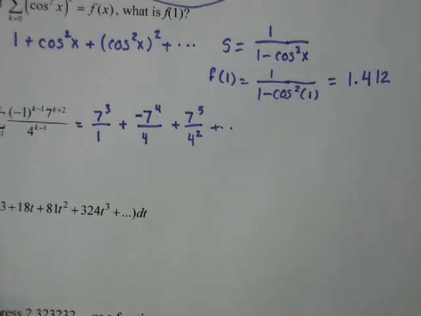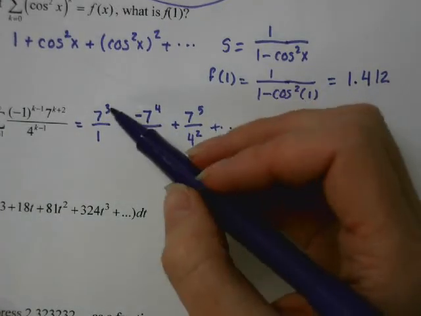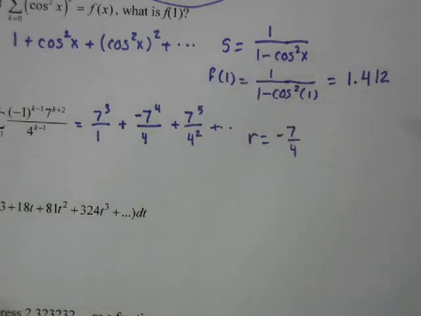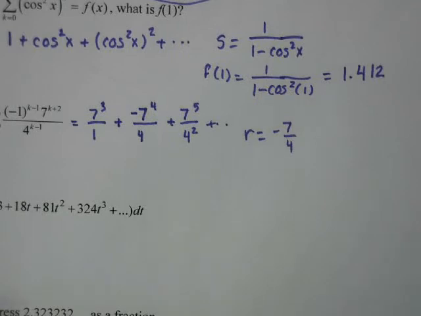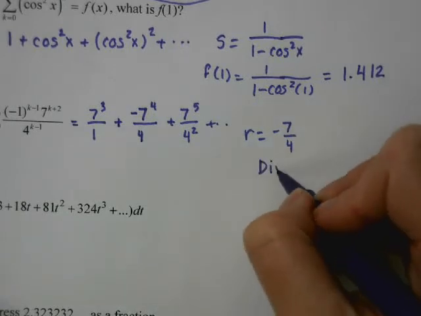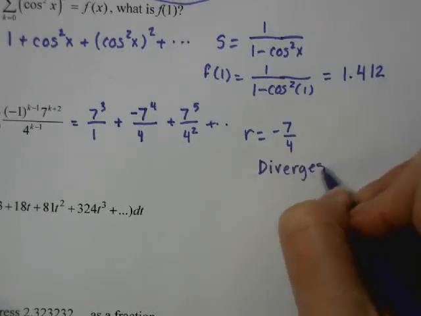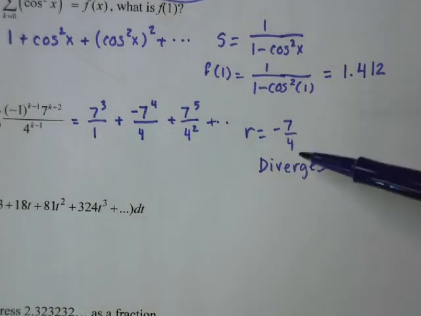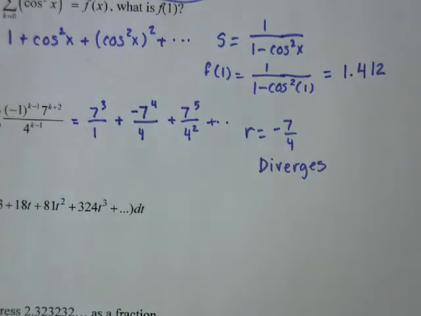So this one has an a1 of 21, and what's our common ratio? Negative 7/4. Okay, which is not between negative 1 and 1. So this diverges. What that means is you can't plug this number into a1 over 1 minus r. It's just that number is meaningless because this series gets bigger and bigger.